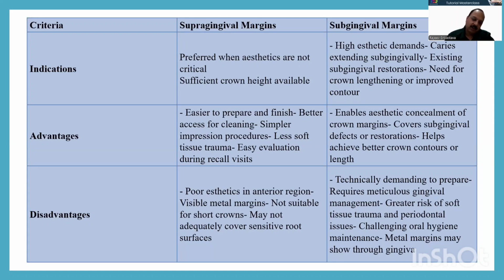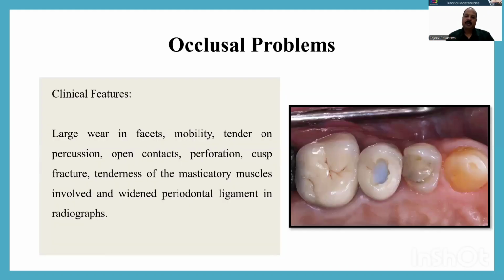It is required definitely when you are planning it, but special emphasis should be given in cases where you have given a subgingival finish line and there is caries, or there is any soft tissue inflammation, or some pocket formation. So in that case, in the posterior region, it is better to shift from the subgingival finish line to the supragingival finish line.